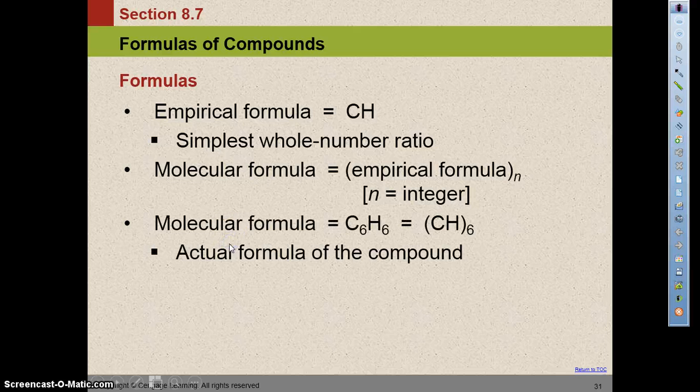A molecular formula is a multiple of that. So the molecular formula may be C6H6, but we can reduce that to lowest terms like we would talk about in math class and reduce it to CH. So the molecular formula, how it really appears as C6H6, its simplest whole number ratio would be CH. That's the difference between empirical and molecular.